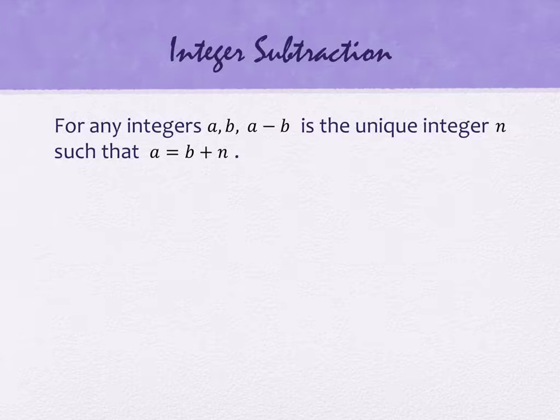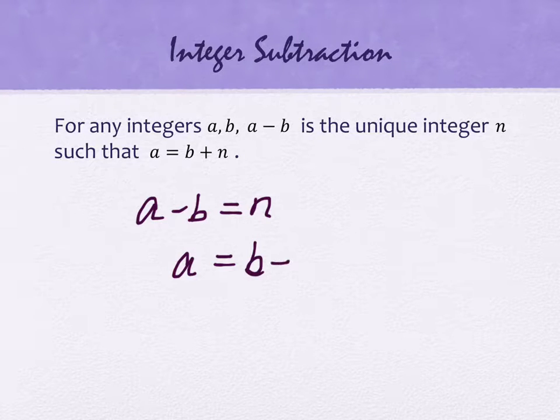Integer subtraction is next. For any integers A and B, A minus B is the unique integer n such that A equals B plus n. This is the same definition for integer subtraction that we had with whole numbers. The only condition we don't have to have is that before, A had to be bigger than B to do this, because otherwise we wouldn't have had whole numbers. We don't need that now because we have negatives. So this is saying that if I had A minus B and it equals n, this is the same thing as saying A equals B plus n.